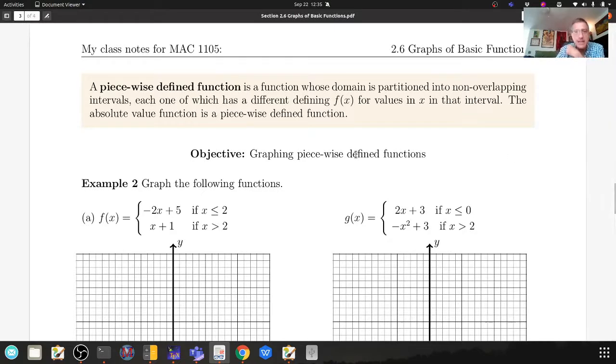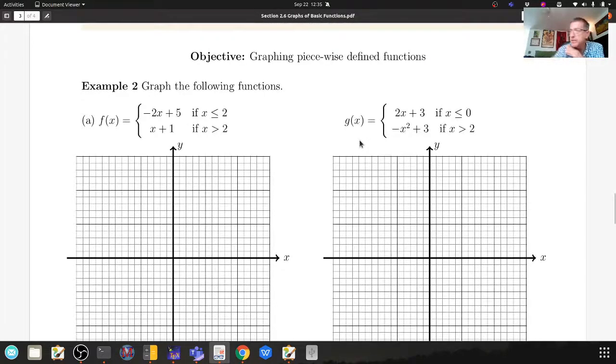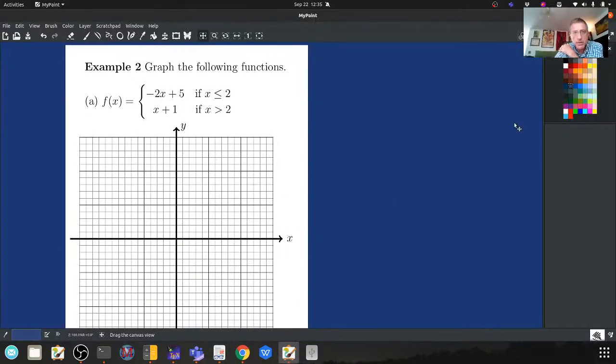So here is an example of two piecewise defined functions, and we're going to go ahead and graph these. It's not difficult at all, and I'll break it down into several points, and then you all can decide how you want to do it. So here's the first one. And the first thing we want to note is our domain is broken into two parts. X values less than or equal to 2, and x values greater than 2.